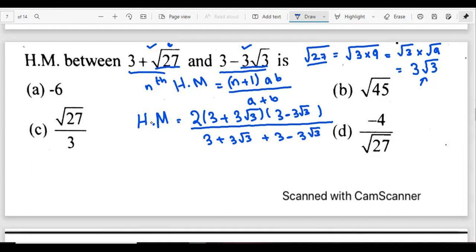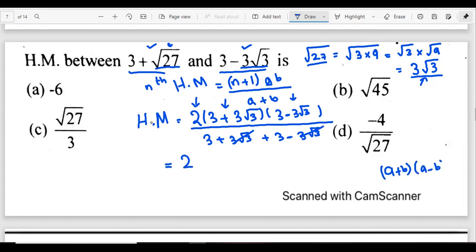Okay. So far, I'll give you a quick recap. The question was to find the harmonic mean between two terms. Since they did not talk about first harmonic mean, second one, third one, I should know that it is the first harmonic mean. If it is the first harmonic mean, n is going to be 1. So with under root 27 as 3 under root 3, in the denominator I can cancel this term and this term because they are the same. And this is why I wanted to use under root 27.